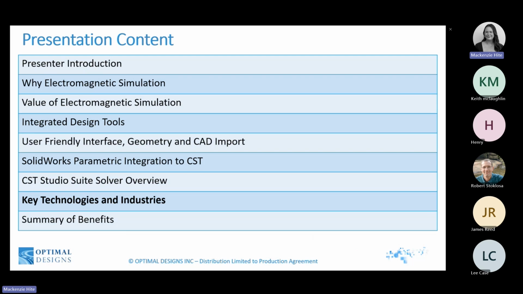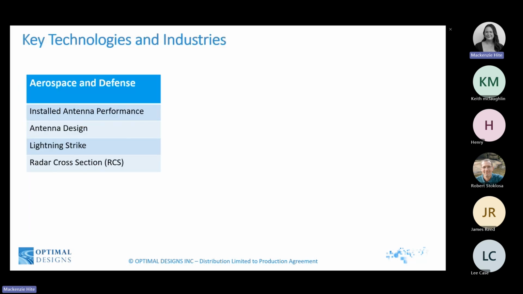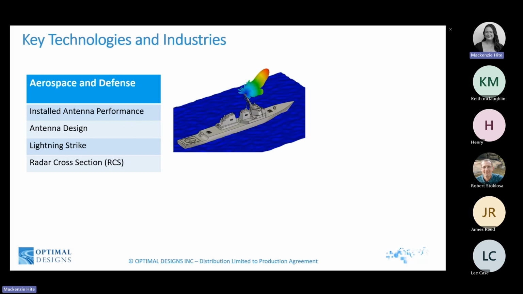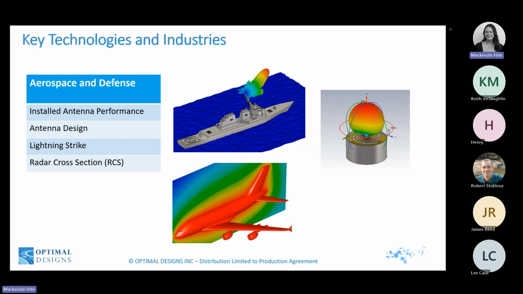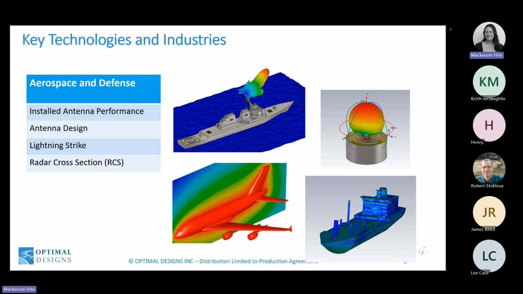As we approach the end of the presentation, I will highlight several key industries and associated electromagnetic devices. In aerospace and defense, common applications include installed antenna performance, as well as antenna element design, lightning strike on an aircraft, and radar cross-section.